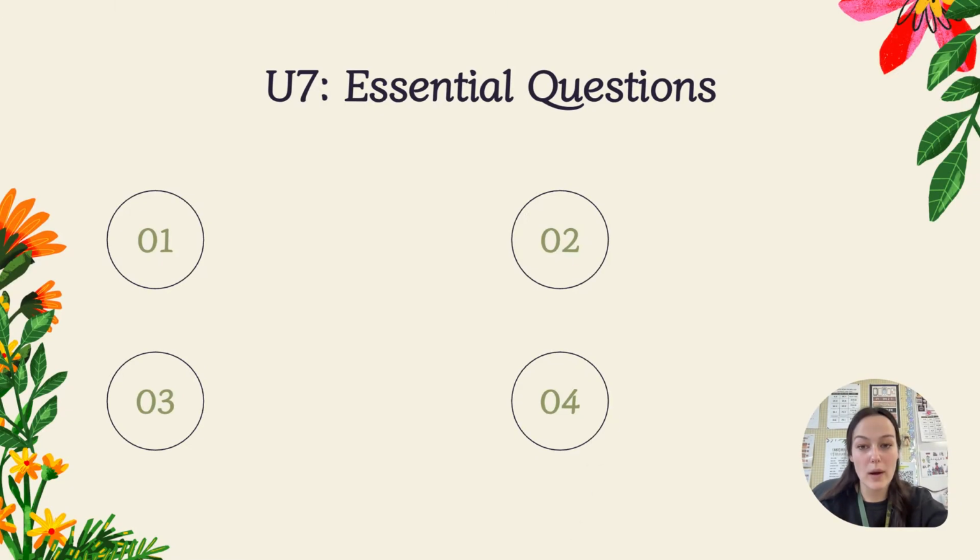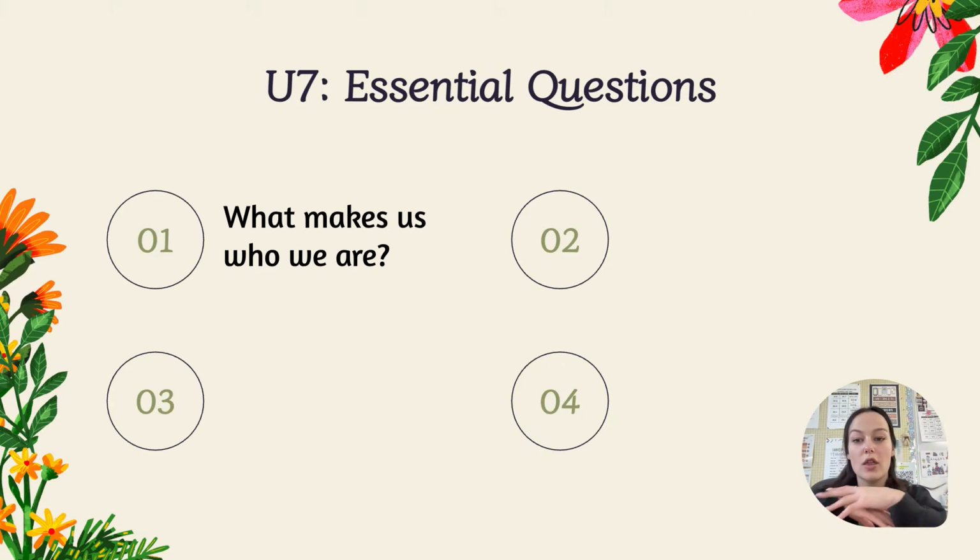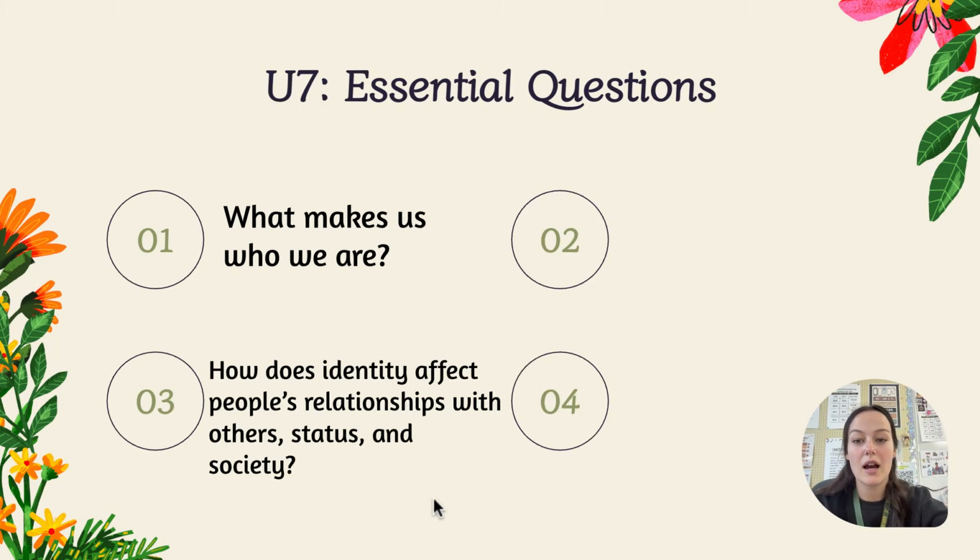Okay, so our first question is, what makes us who we are? There are a billion different ways to answer this, and we all have our own different perspective, right? So this is a question that we're going to want to be able to answer more concretely by the end of this unit. Our next question is, how does identity affect people's relationships with others, status, and society? So, how does identity affect the way you interact with the world?